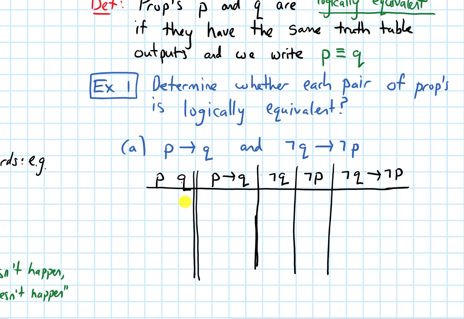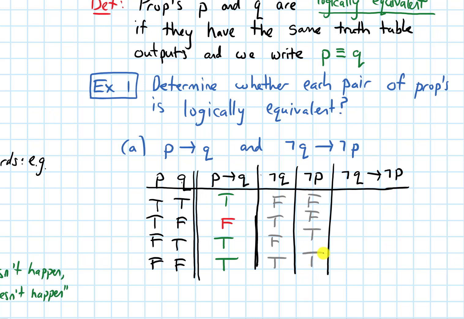Now for Q, I alternate true, false, true, false. For P, I alternate double true, double false. And we've seen already how to form the truth table for P implies Q. It's only going to be false when P is true and Q is false. So that's the second row. In all other rows, this is going to be true. Not Q is going to be the opposite of Q, which is false, true, false, true. And then not P is going to be the opposite values of P, so false, false, true, true.